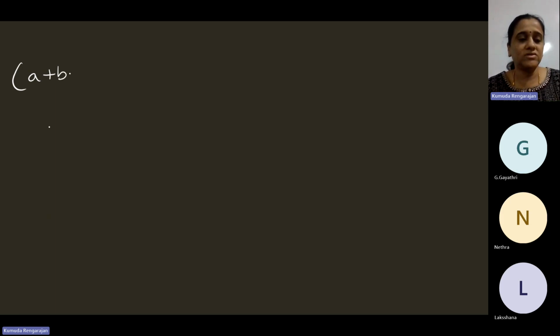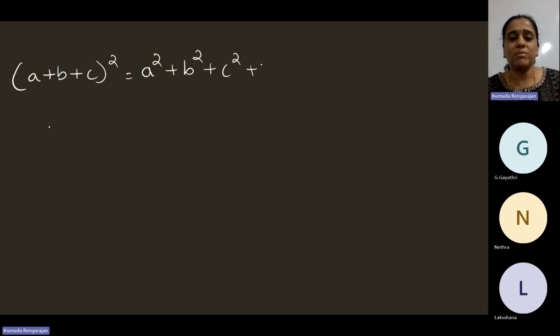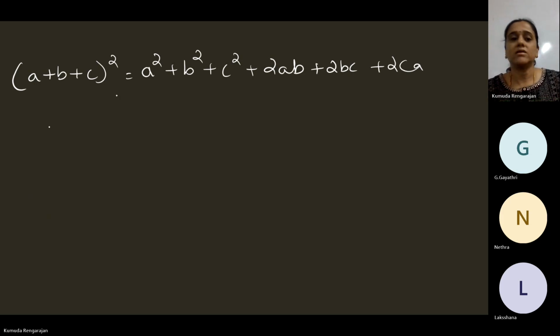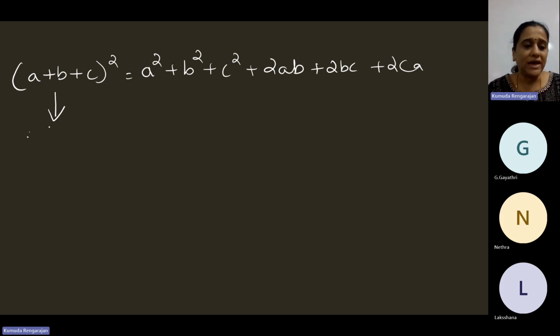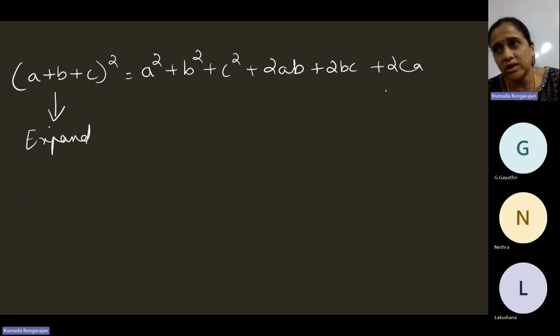So we used this identity: (a + b + c) the whole squared is equal to a squared plus b squared plus c squared plus 2ab plus 2bc plus 2ca. If the question is like the LHS, then the heading will be expand, and the answer will look like the RHS.